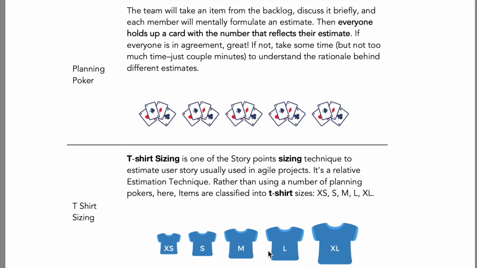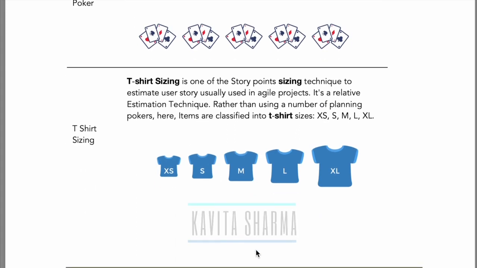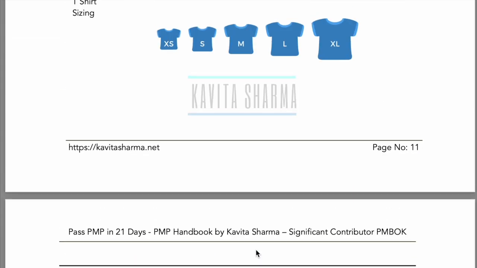You might want to play a game to understand how everybody thinks about any PBI items. You can use planning poker with cards. In the cards, typically Fibonacci series numbers can be written, or the t-shirt sizes are written. So you decide what you want to do.